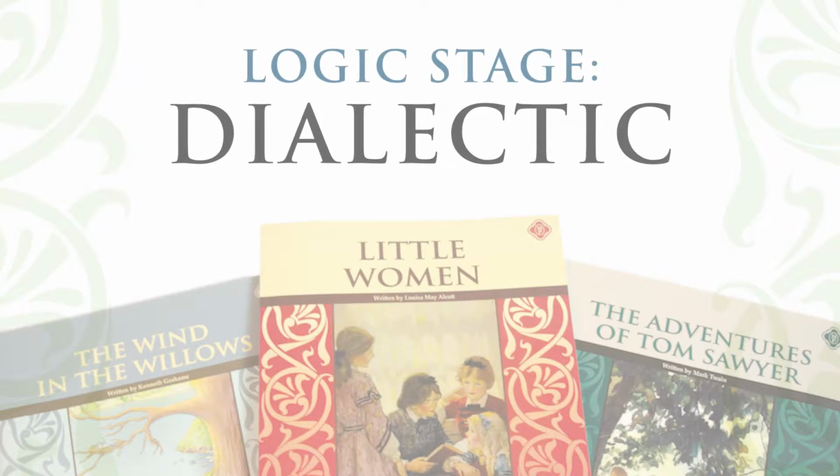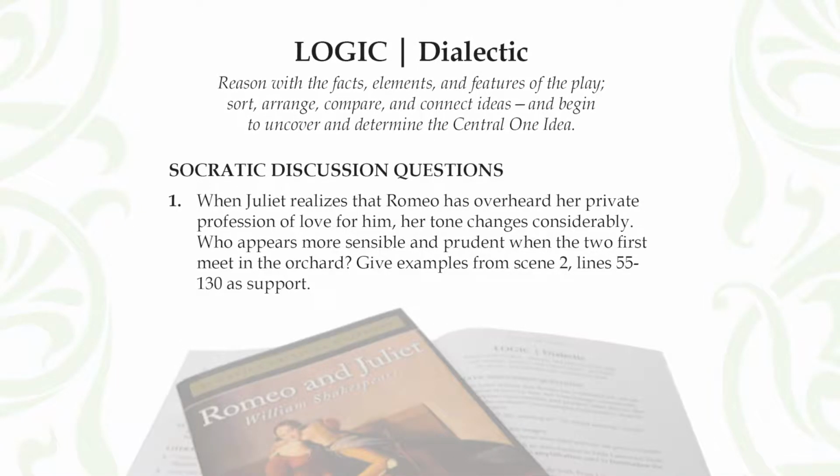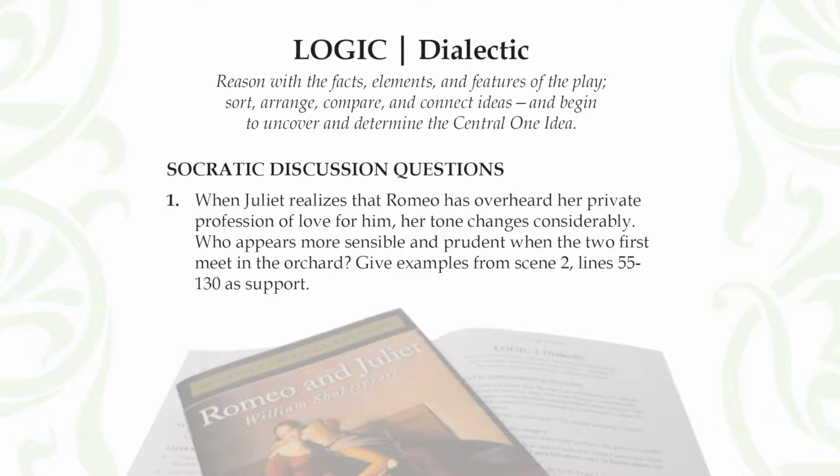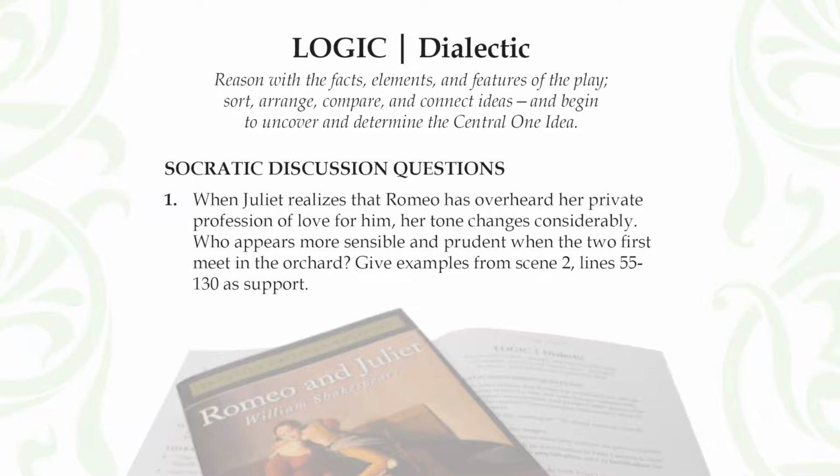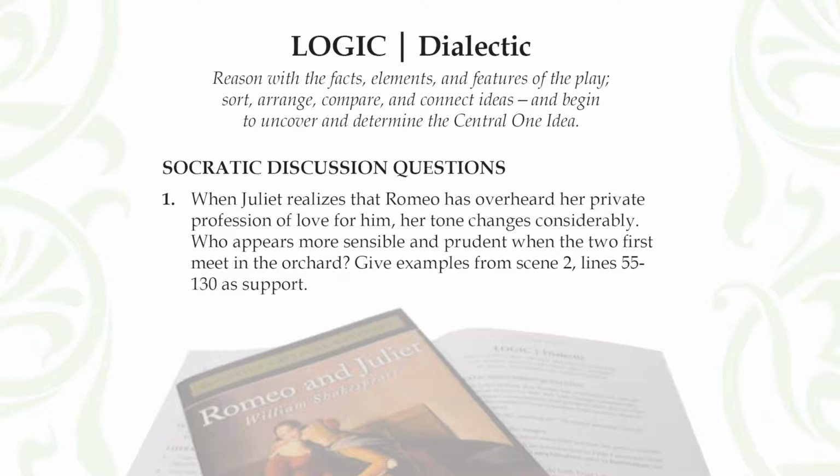Now, that's stage two. Stage three is the logic stage, logic dialectic. This stage is where they've learned all of the factual information so far in their reading and begin to reason and form some new conclusions. So these are where we have deeper level questions. These are Socratic discussion questions that are ripe for discussion, for cogitation, for debate, and they can be used in a variety of ways, which is fun.